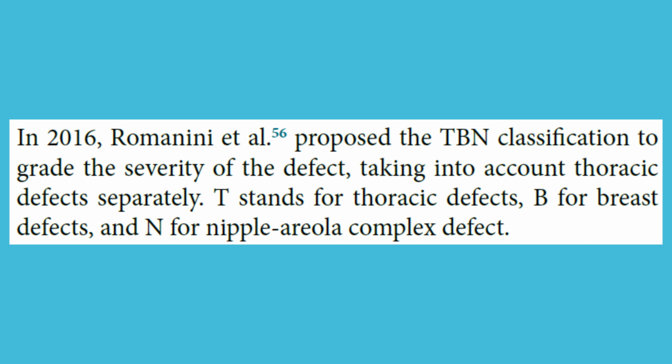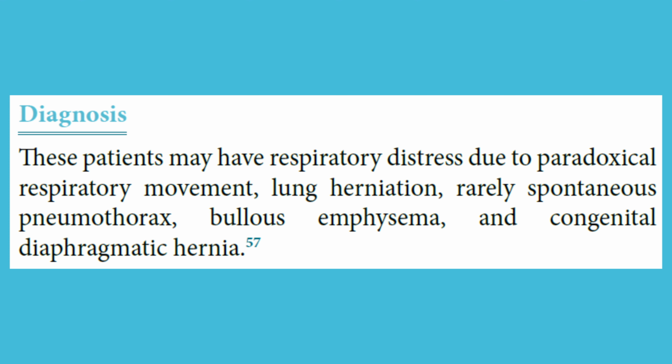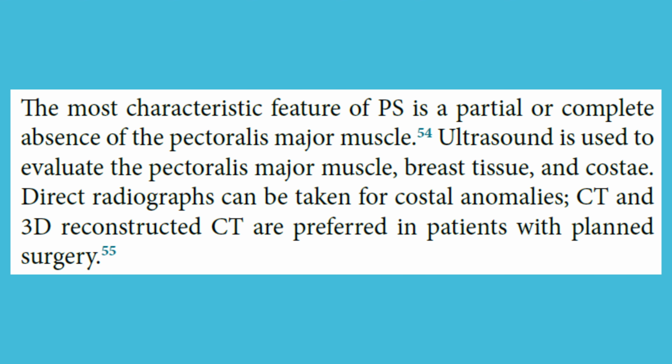In 2016, Romanini et al. proposed the TBN classification to grade the severity of the defect, taking into account thoracic defects separately. T stands for thoracic defects, B for breast defects, and N for nipple-areola complex defect. Diagnosis: these patients may have respiratory distress due to paradoxical respiratory movement, lung herniation, rarely spontaneous pneumothorax, bullous emphysema, and congenital diaphragmatic hernia. The most characteristic feature of PS is a partial or complete absence of the pectoralis major muscle.